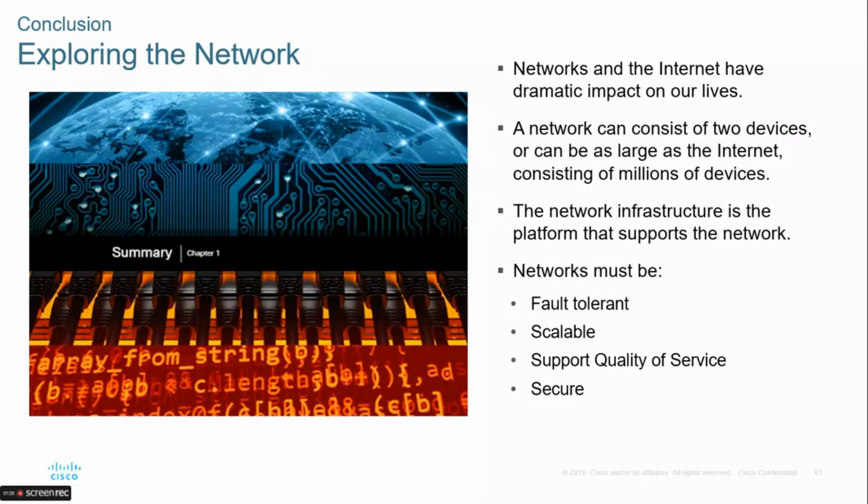And the network consists of two devices or can be as large as the internet. So that one talks about the network types. We've got a LAN, we've got a WAN, we've got a personal area network, whereby you connect a Bluetooth to a computer. That's your small network. There is network infrastructure, which is the platform that supports the network, and the infrastructure is composed of multiple technologies and devices. An infrastructure contains a data center.